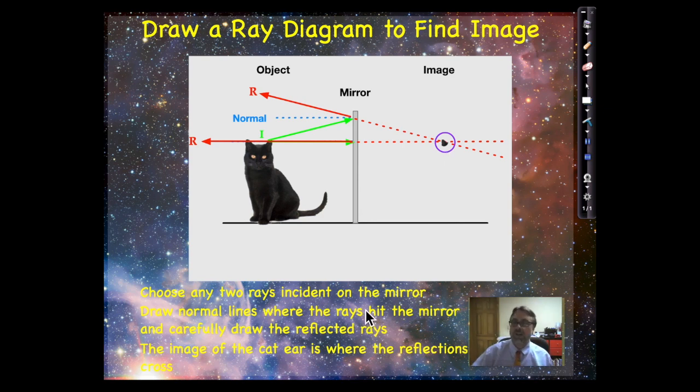All right, well, what about the rest of the cat? Well, if I want to see the rest of the cat's image, I need to repeat the process for more points on the object, on the cat. Now, to be exact, I could do all the points of the cat, but once I do a couple of points, I can pretty much figure out what the image is going to look like. So let's take a look at the cat's tail next.